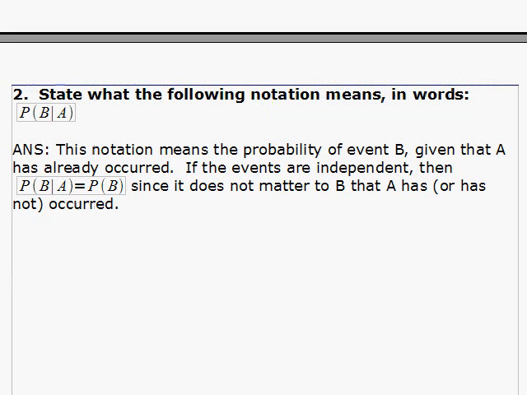Now in this question, you're asked to state what the following notation means in words. I've already talked a little bit about this. This is your conditional probability. It means the probability of event B given that A has occurred. If the events are independent, then the probability of B given A is just the same as the probability of B by itself, because it does not matter to B that A has or has not occurred.